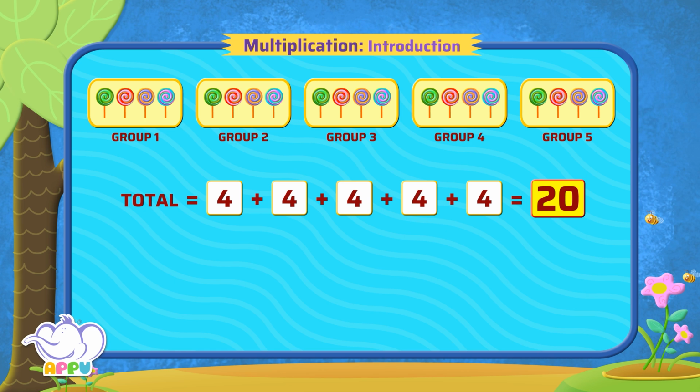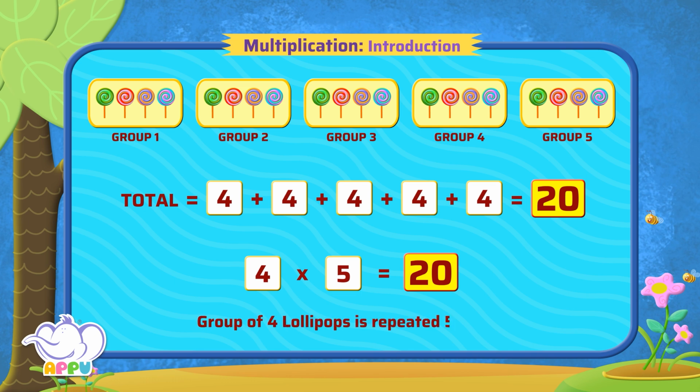Or we use multiplication. So we write 4 times 5 equals 20, because the group of 4 lollipops is repeated 5 times. How smart!